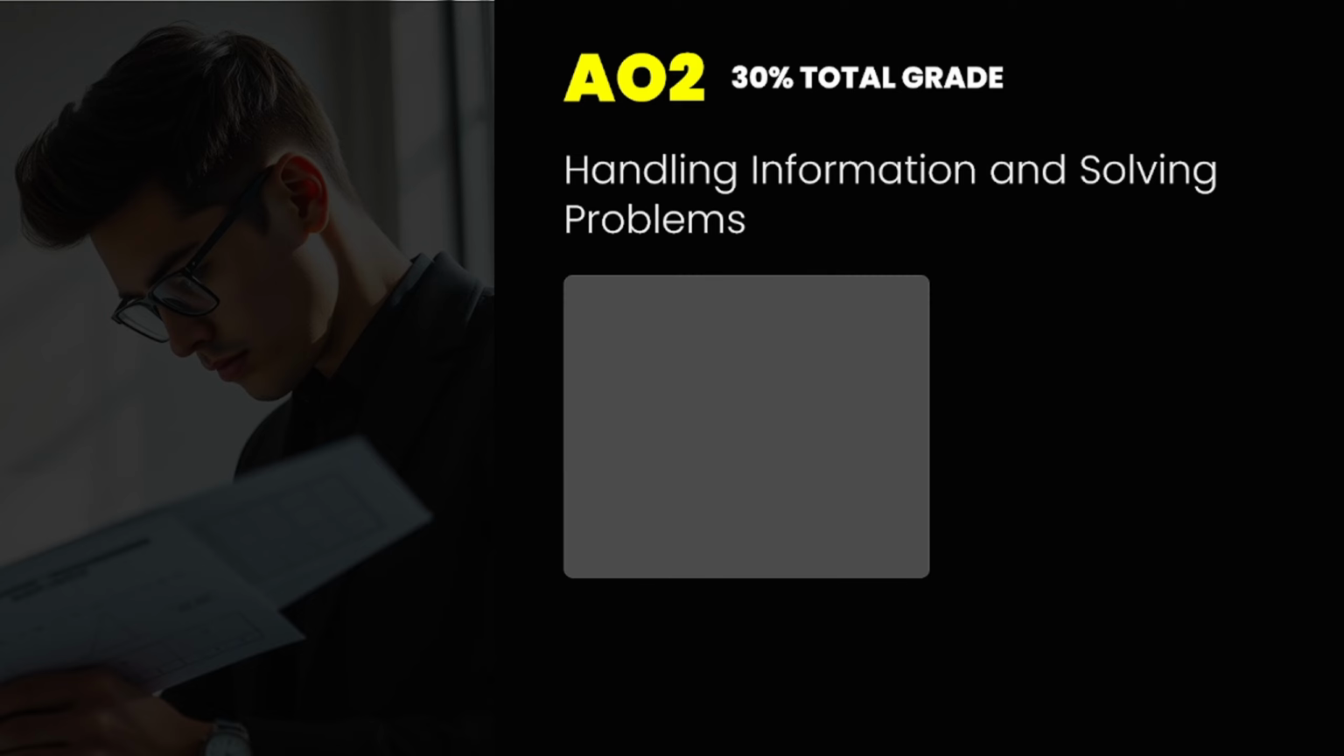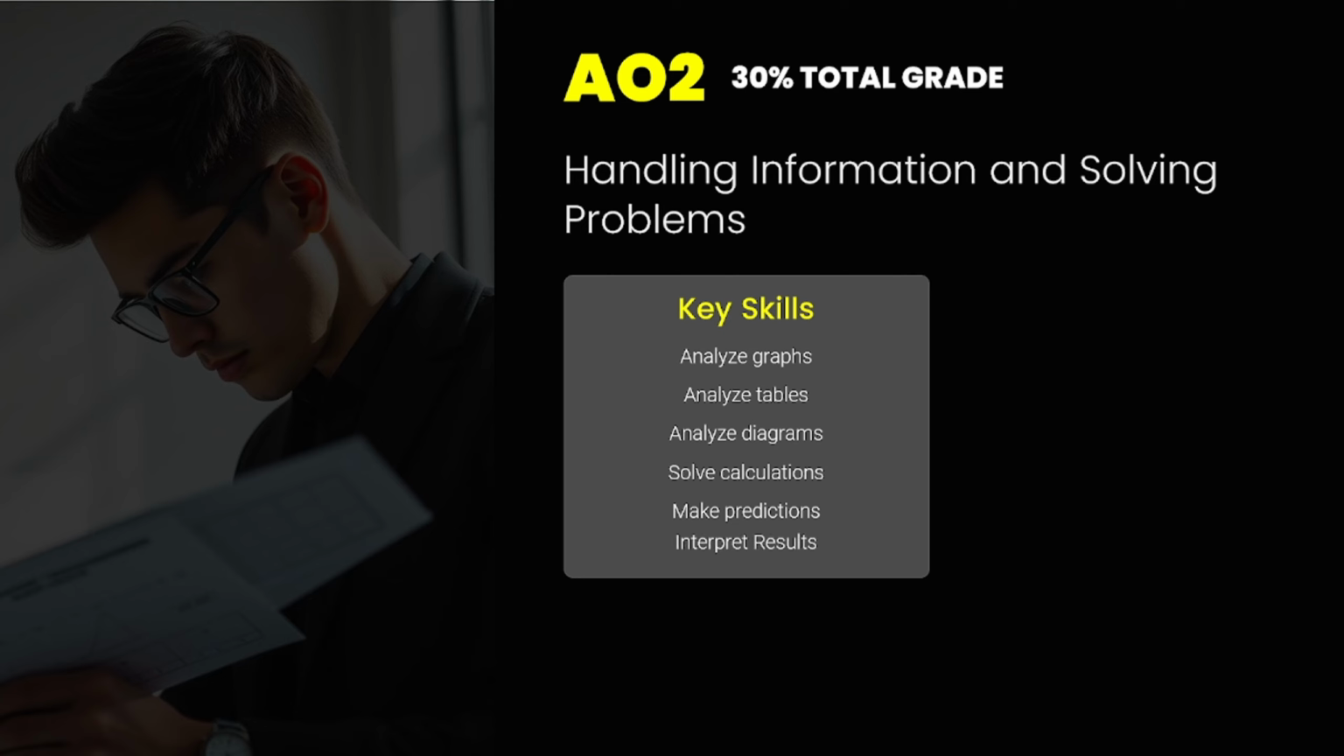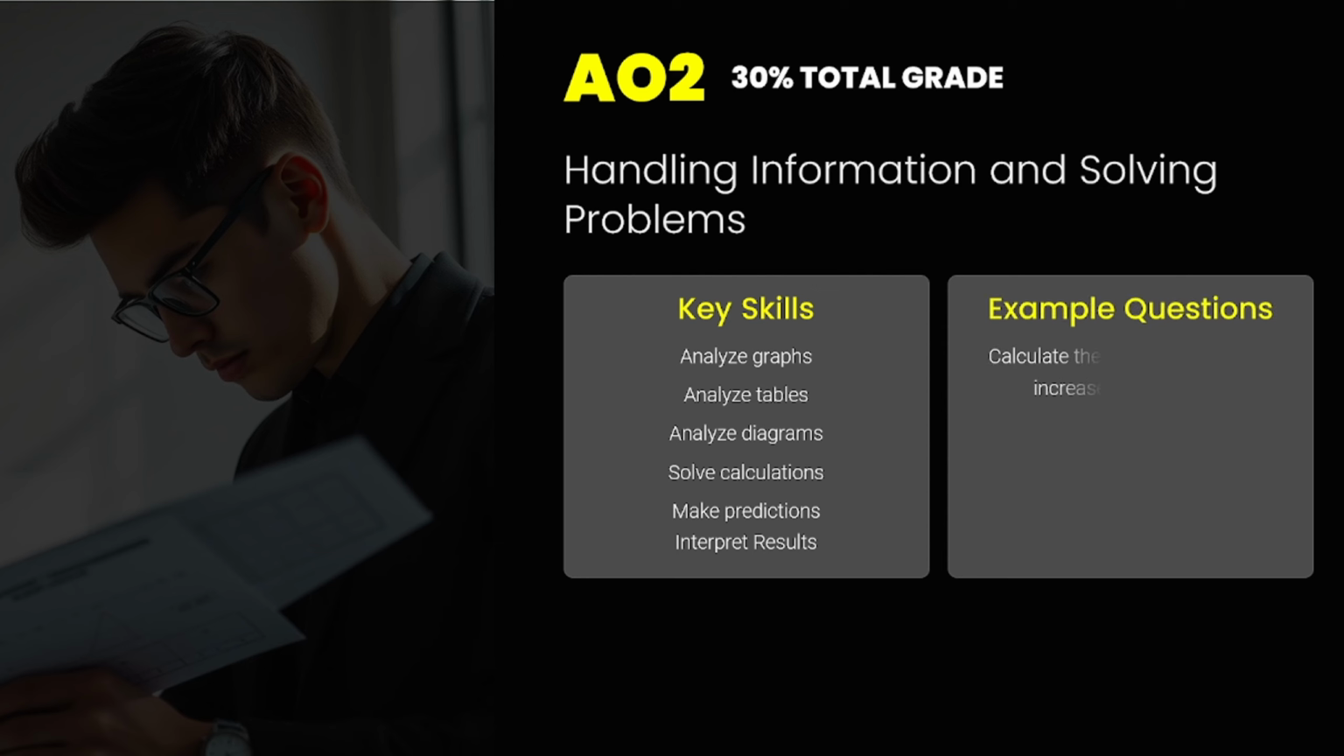AO2 wants to see you analyze information from graphs, tables, and diagrams, solve calculations based on physical laws, make predictions based on scientific reasoning, and interpret results and explain what's going on. For example, a graph shows how temperature changes over time. What is the rate of temperature increase during the first 5 minutes? Here, you need to calculate the gradient, use the correct unit, and interpret the slope. That's pure AO2.